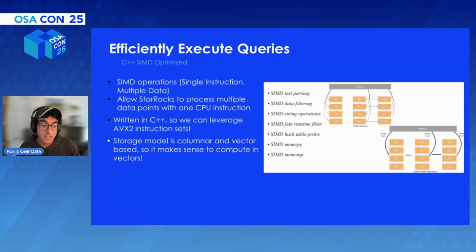More specifically, we rely on AVX2 instruction sets. For those familiar, that's just an extension of x86 default instruction sets. And with the extension, we're able to operate in a columnar fashion. Given our storage model and data processing is done in vectors, it makes sense for us to compute in vectors. That's really all that this x86 instruction set extension is doing for us. And that's where we see a massive performance gain from just the implementation language.